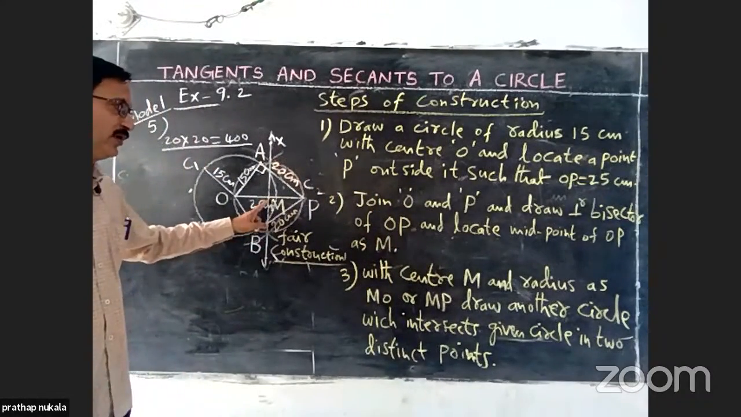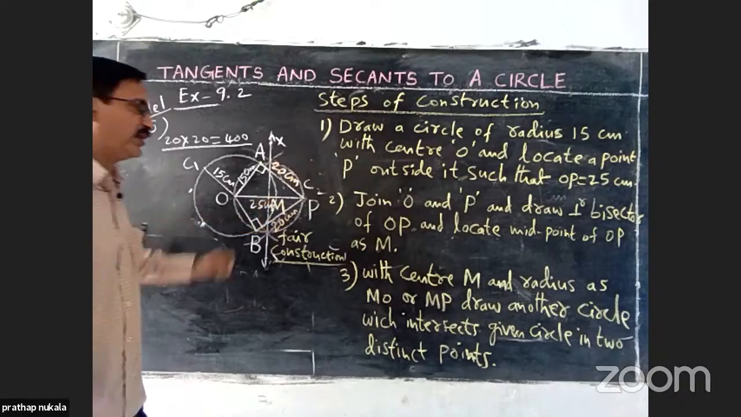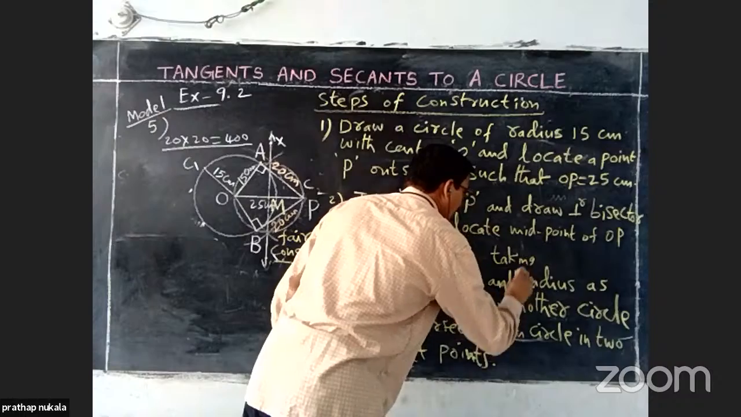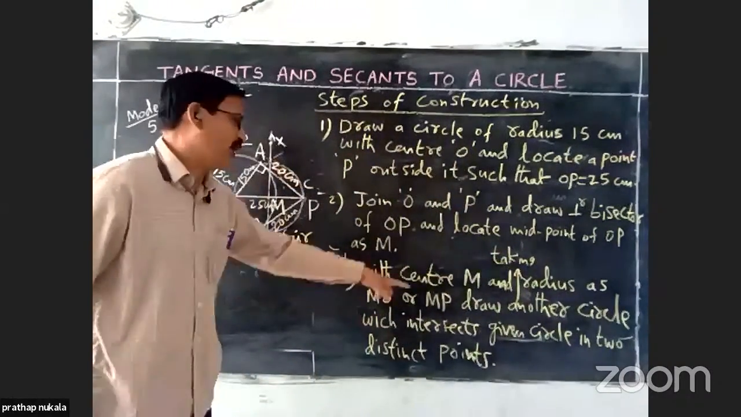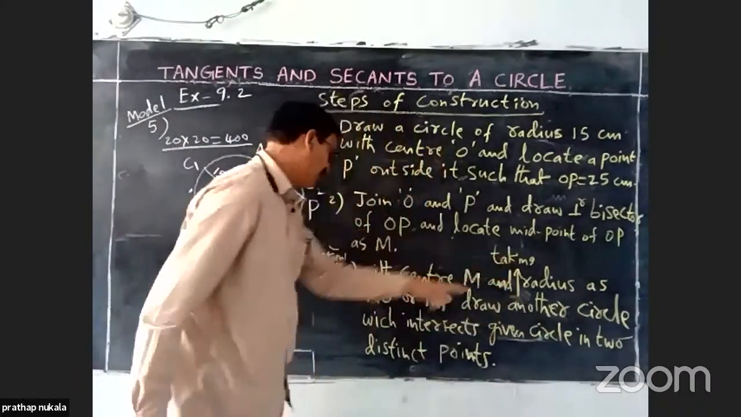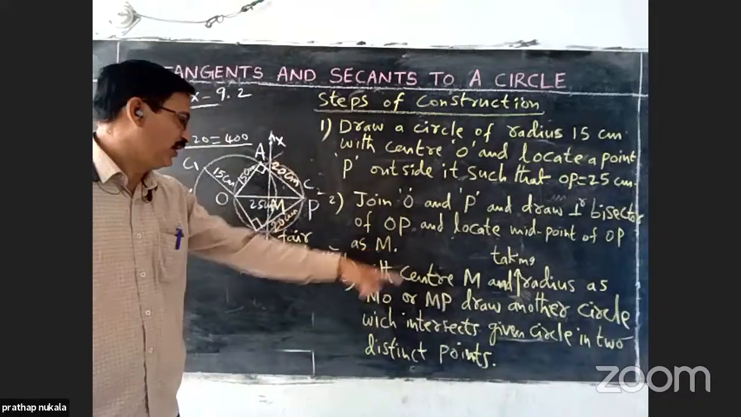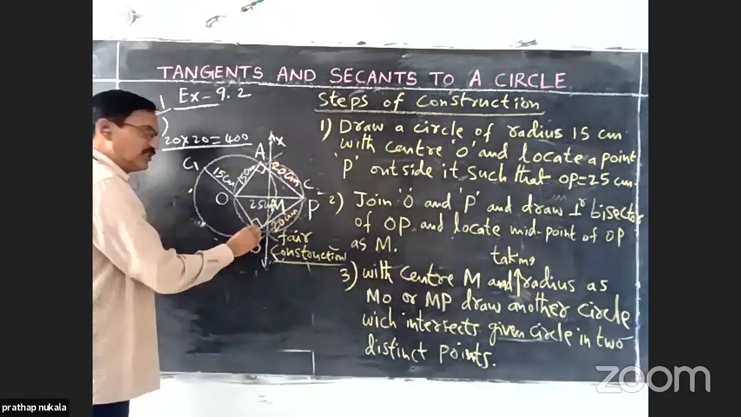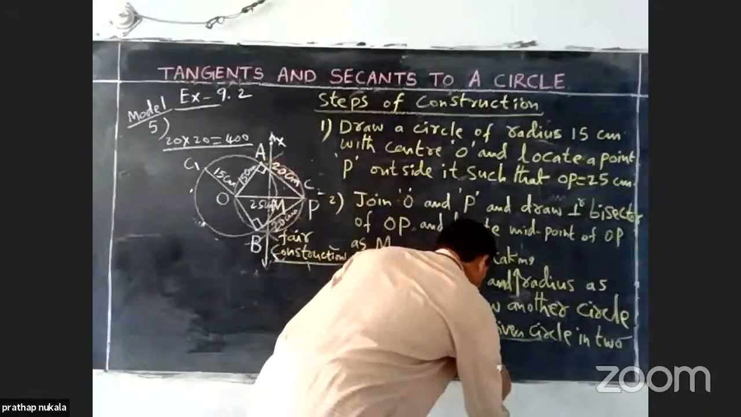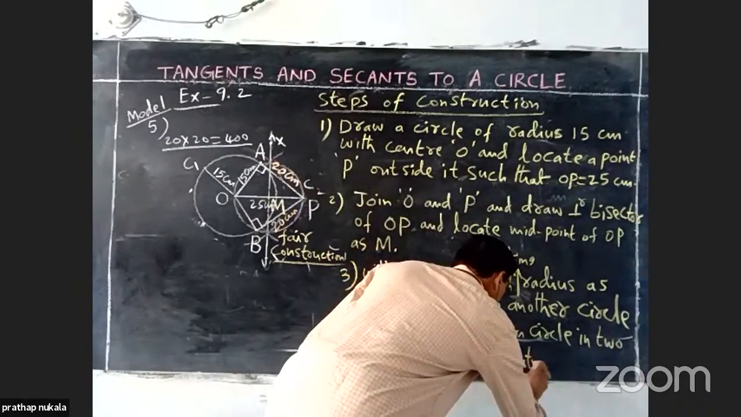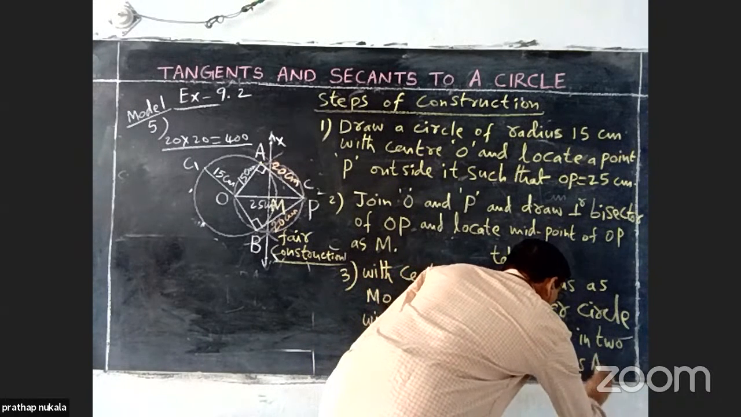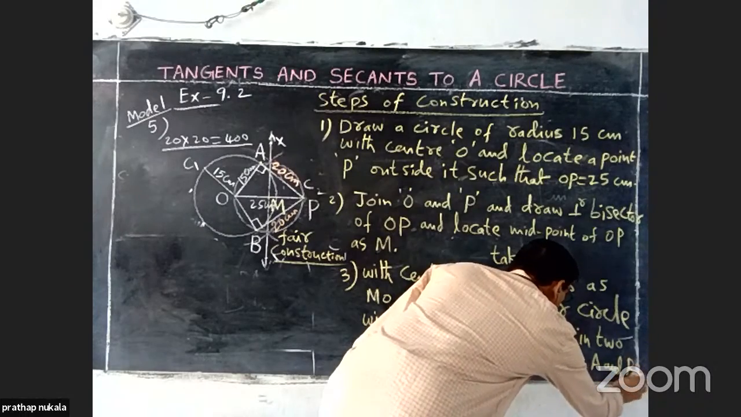With center M and taking radius as MO or MP, draw another circle which intersects the given circle in two distinct points. Locate them as A and B.